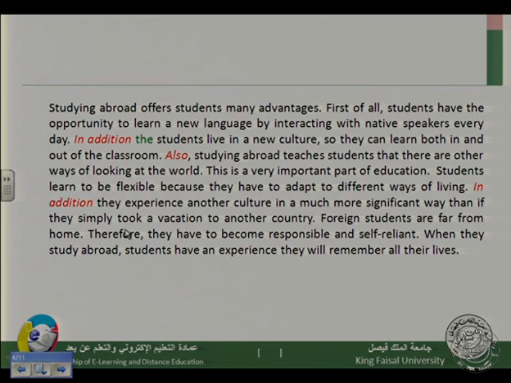Also, that means furthermore, studying abroad teaches students that there are other ways of looking at the world. This is a very important part of education. Students learn to be flexible because they have to adapt to different ways of living. In addition, they experience another culture in a much more significant way than if they simply took a vacation in another country.